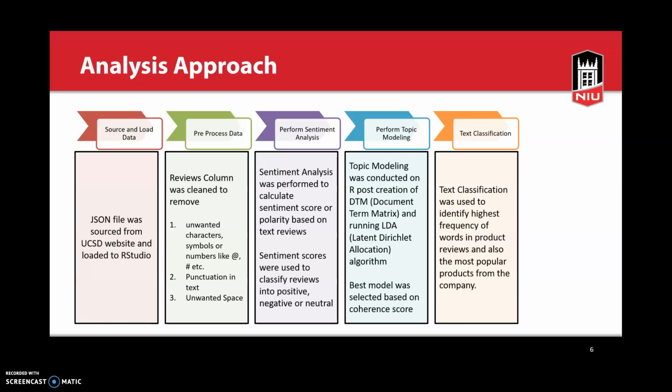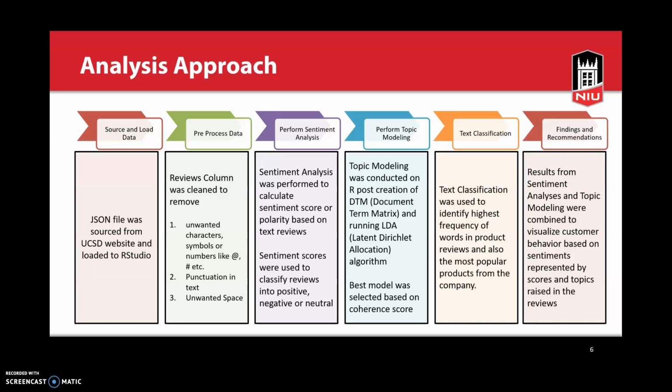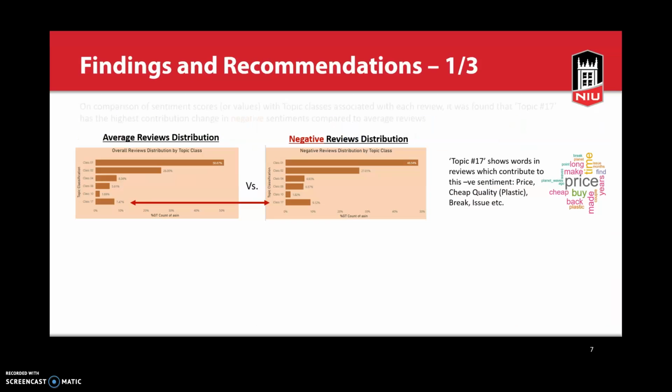And after that, we moved to text classification, which was used to identify the highest frequency of words in product reviews and also the most popular products from the company. And at last, the results we found out from sentiment analysis and topic modeling were combined to visualize customer behavior based on sentiments represented by scores and topics raised in the reviews.